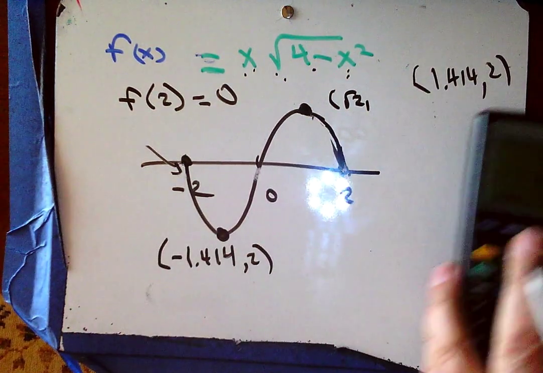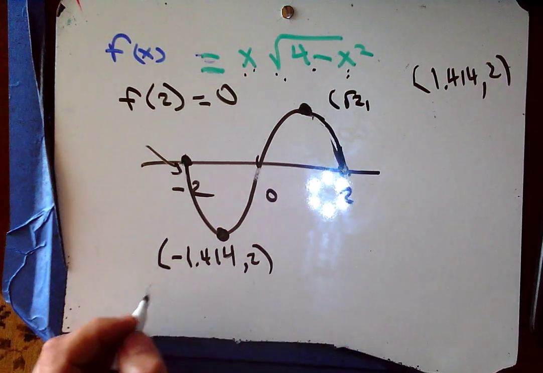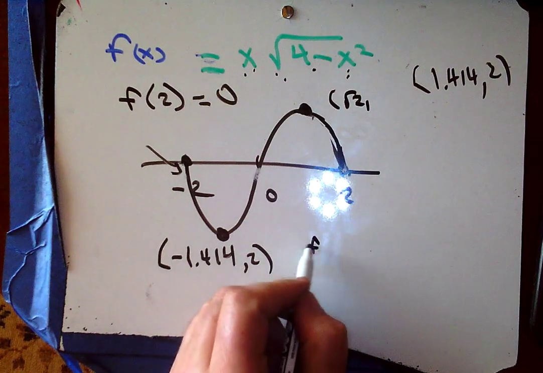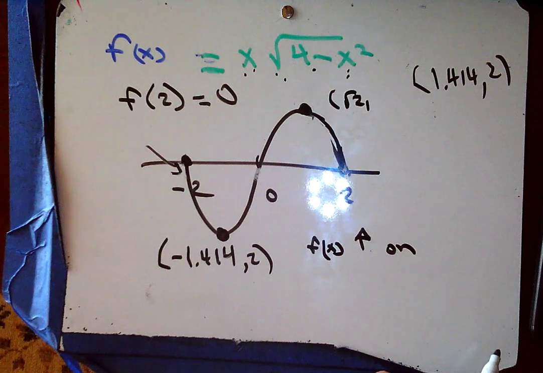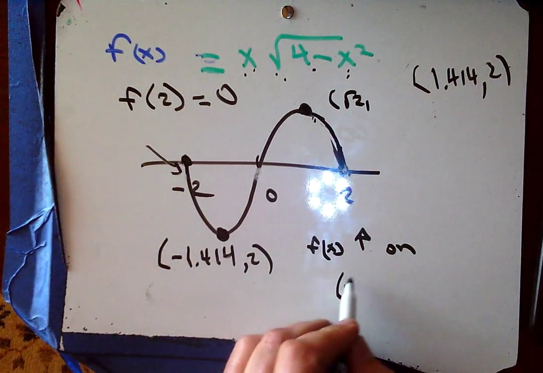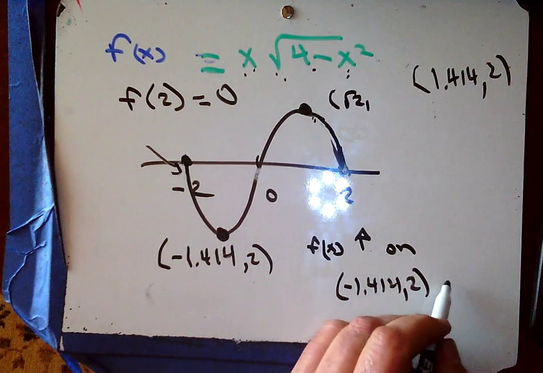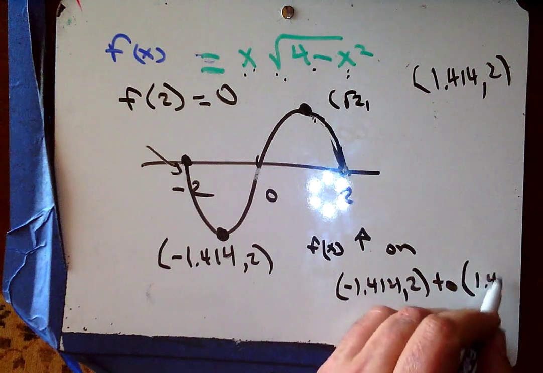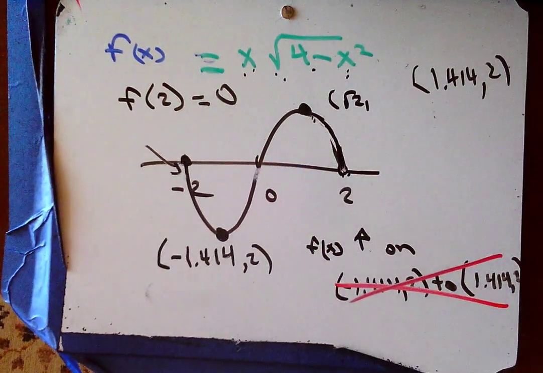Okay, so here I've got some ordered pairs labeled. I can say that f of x is increasing on, when is this function increasing? From here to here. Will I write negative 1.414 comma 2 to 1.414 comma 2? Only if I want to get it wrong. Don't do that. Definitely don't do that.